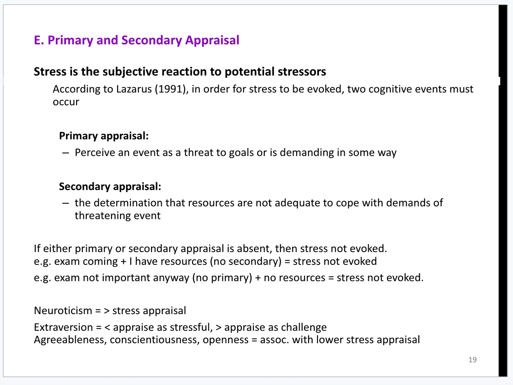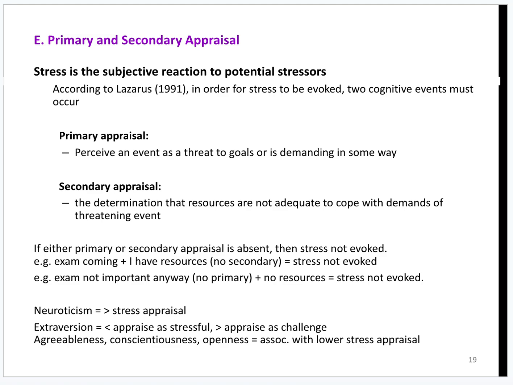Stress is the subjective reaction to potential stressors. So this is coming back to the fact that things are not inherently stressful for the most part. In order for stress to be evoked, 2 cognitive events must occur. So stress is how we perceive things, okay? So first, you have to have primary, and you have to have secondary. If you don't have one of them, then the stress will not be evoked.